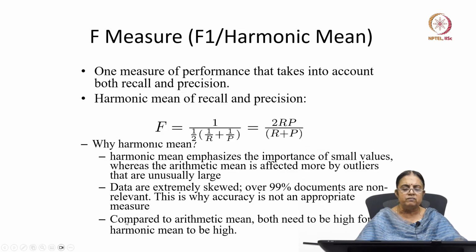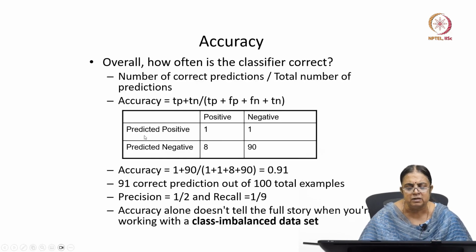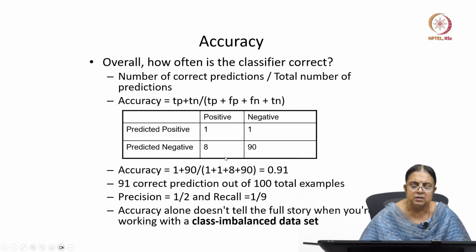Okay, so in the case of harmonic mean, both need to be high for the harmonic mean to be high. That's why R and P both have to be high. So here is an example where you have true positive is 1 and true negative is 90 and false positive is 1 and false negative is 8, right.